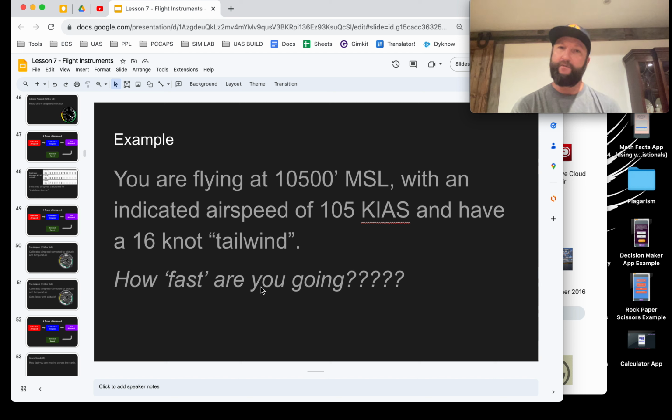Well, are they talking about what they want to know, indicated? Well, they cruise about 105 indicated. Oh, 105 miles an hour? No, 105 knots. Well, what is that? Well, it's like 113 miles an hour or whatever.